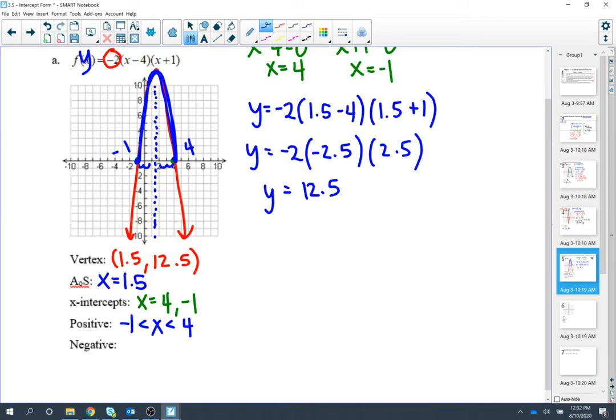Now, negative is below, so from negative 1 out, from positive 4 out. And you notice that's like two separate sections. You have to pick up your pencil to draw each one of those black lines. So you're going to have x is something, comma, x is something. So x is less than negative 1. x is greater than positive 4.